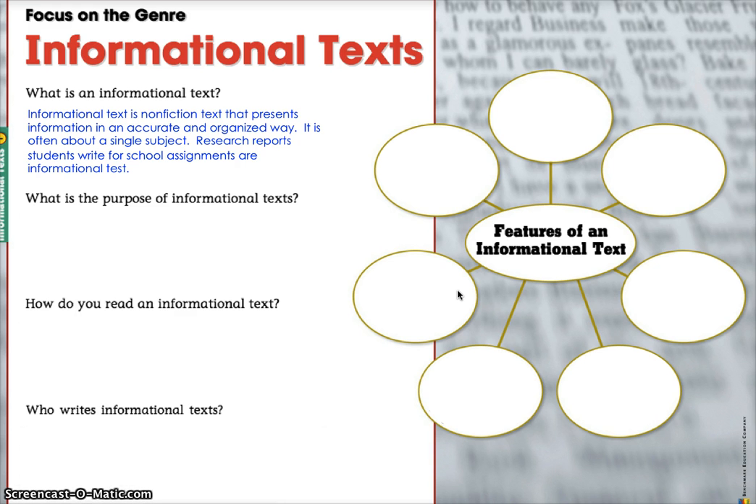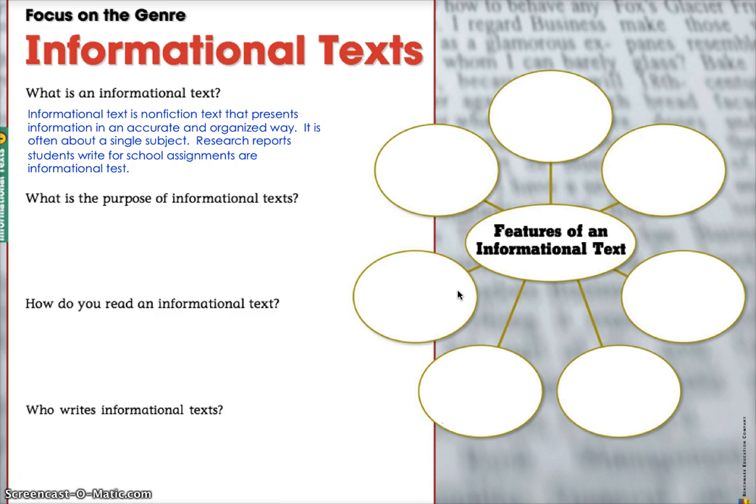Okay, so basically, it's nonfiction. It's nonfiction about a certain subject. A lot of the articles that we read in the benchmark literacy program are informational texts. They give us information about something. Okay. Next question. What is the purpose of informational text?